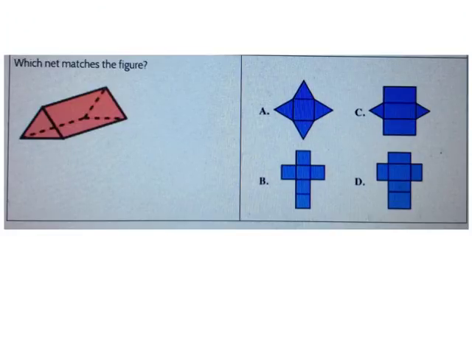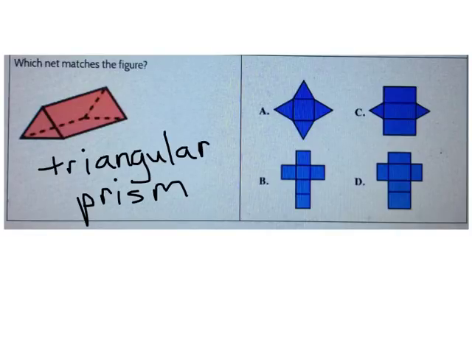Let's look at one more. Here is a triangular prism. Which net do you think matches the triangular prism? C is the net that matches the triangular prism. It has 3 rectangles and 2 triangles.